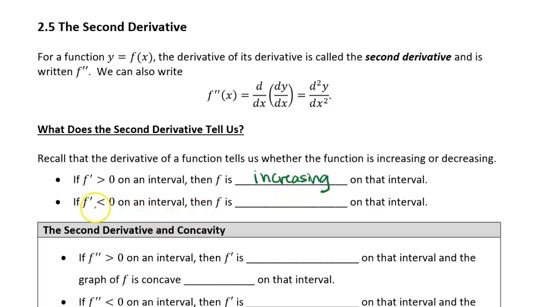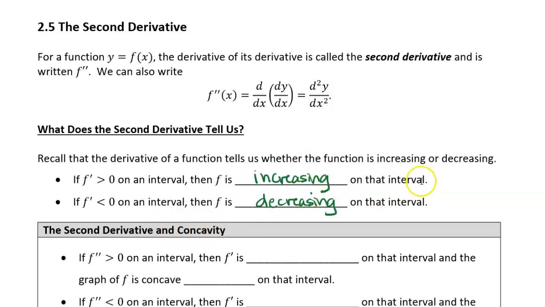Now, if the derivative is negative, less than 0, that means that for a small change in x, y is decreasing. Y is going down. It's going in the negative direction. So we say that if f prime of x is negative, then f is decreasing on that interval. All right, now that's just a review.